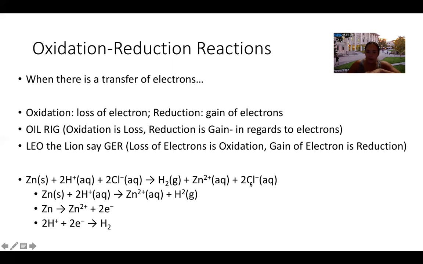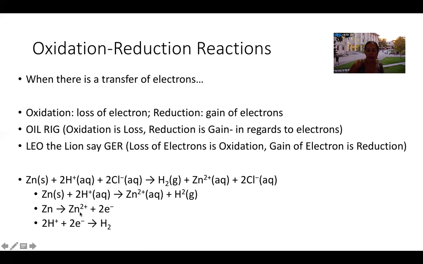What happened to my chlorine? 2Cl minus, 2Cl minus. Nothing's happening there with the chlorine. It remained the same. So we can rewrite this equation and get rid of the chlorine to just focus on what changed. We can also break this reaction down further into these half reactions. This half reaction here with the zinc is only looking at what happened to the zinc. So the zinc went from neutral, or we can call that 0, to 2 plus, okay?